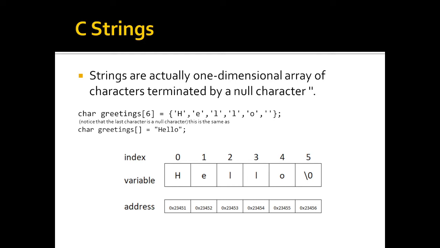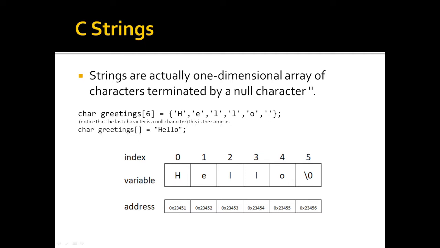So, C strings. Strings are actually one-dimensional arrays of characters terminated by a null character. So we have char greeting[6]. We have 1, 2, 3, 4, 5, and the 6th character is actually a null character. By the way, other C language compilers will not accept an empty character. So instead, you use \0 to denote the null character. Notice that the last character is the null character, so this one.